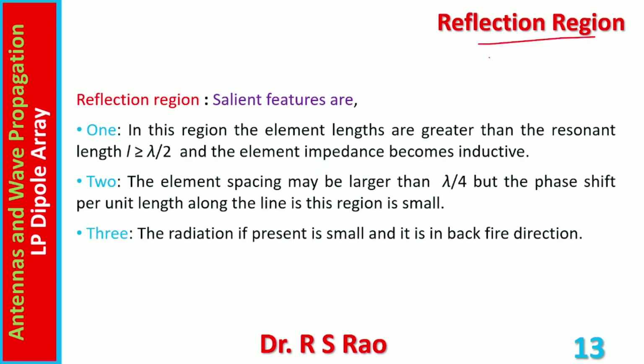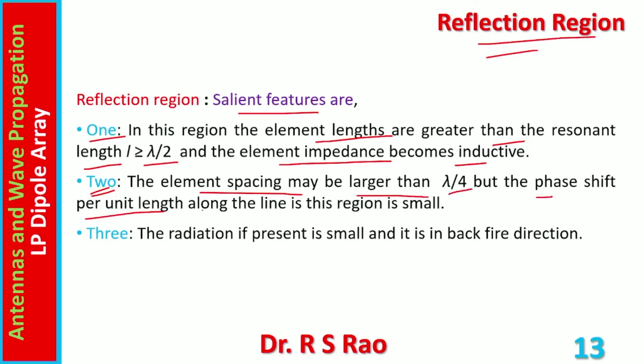Now the third region, the reflection region. Its features are: 1. In this region, the element lengths are greater than the resonant length, more than or equal to lambda by 2, and the element impedance becomes inductive. Second feature, an important one: the element spacing may be larger than lambda by 4, but the phase shift per unit length along the line in this region is small. Third feature, the radiation, if present, is small and it is in backfire. Notice the radiation is in the backfire direction.